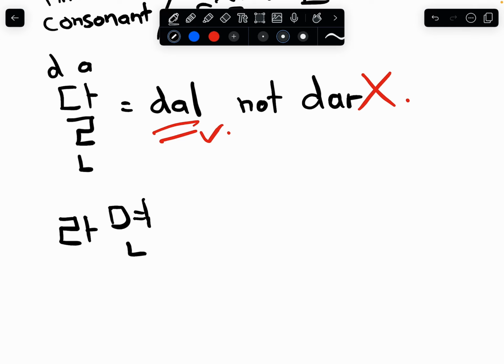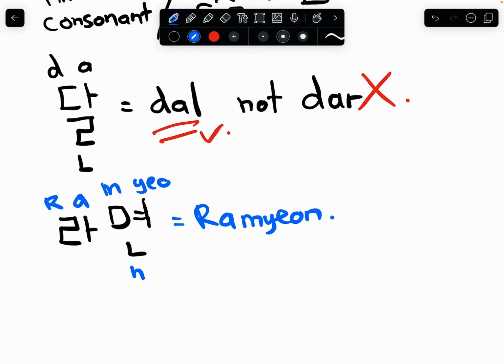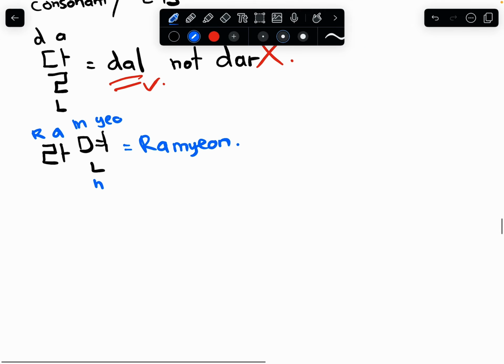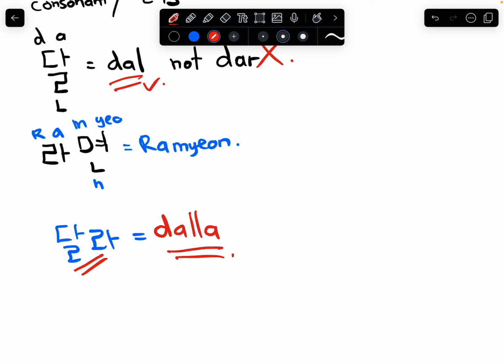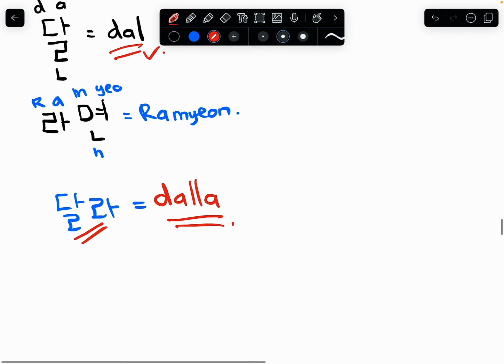R-A-M-Y-O-N. Okay, R-A-M-Y-E-O-N. So this one, the pronunciation will be ramen. Okay, ramen. Then another case is when they have a double letter like this, DALLA. This one will become double L. So the pronunciation will be dalla. Okay, dalla. Double L.